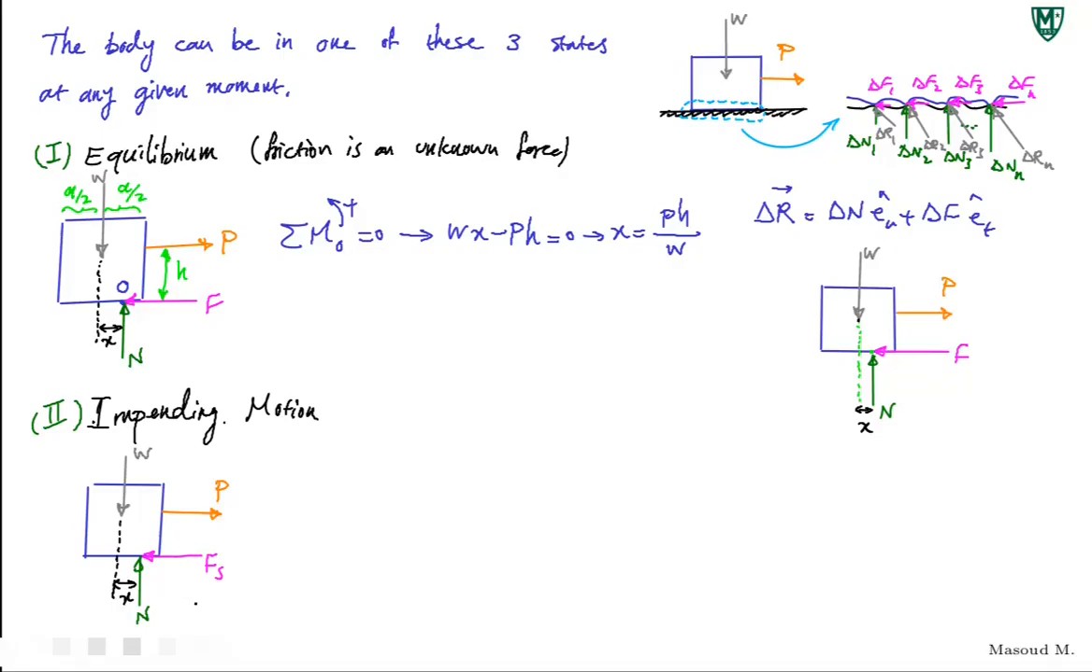X you already found. From up to this moment, it's still the same. It's not moving, right? And you found the moment about point O. So F increasing, or N increasing, doesn't really change anything. The only thing that changes is P. So by changing P, X moves. But you still know how to find X, knowing P, H, and W in this case for this rigid body, for this box.